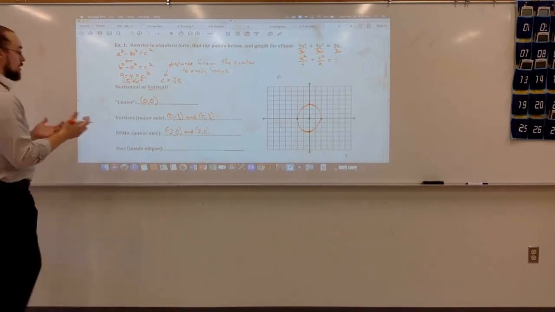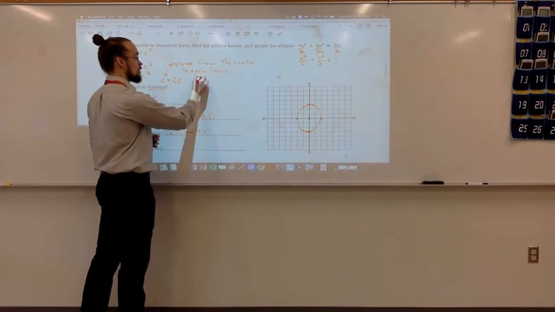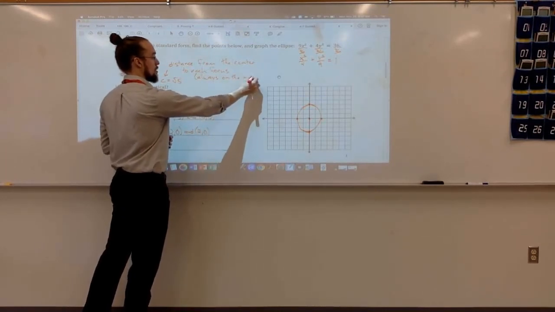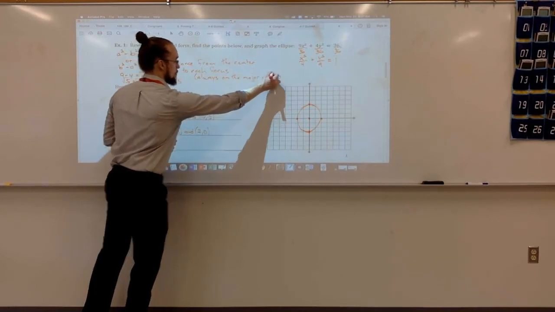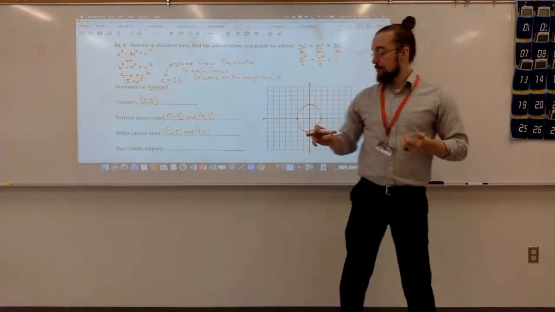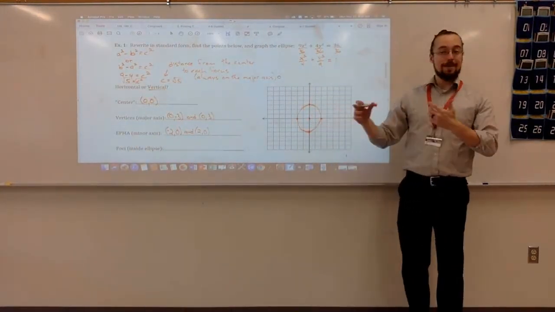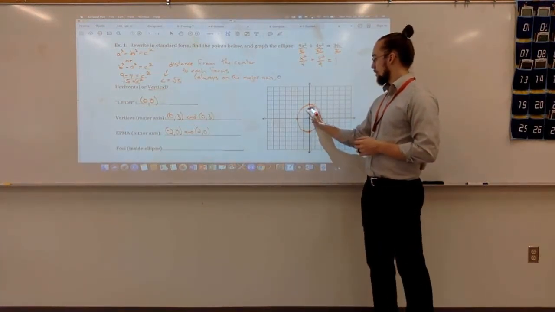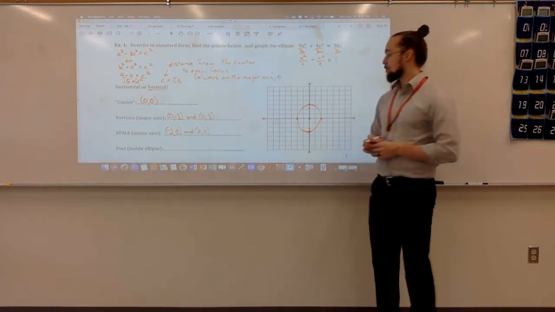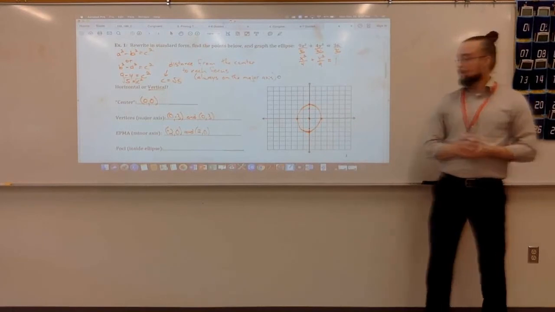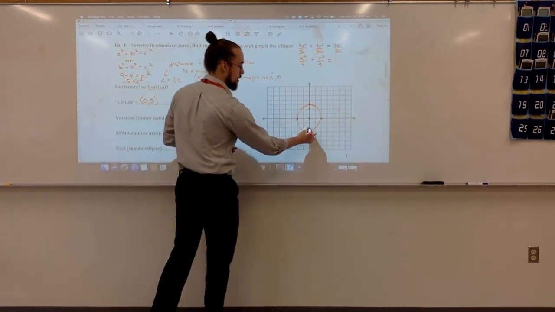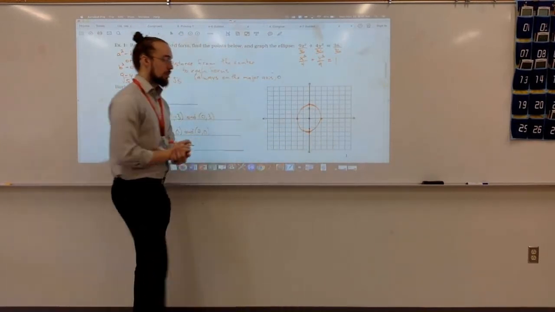Now, the foci, I guess we can make a note of this as well, are always on the major axis. So I'm going to go a distance of the square root of 5 from my center along the major axis. That would be right about here and right about here. So those are my 2 foci. Square root of 5 is just a little bit more than 2. So those 2 foci will end up here and here.